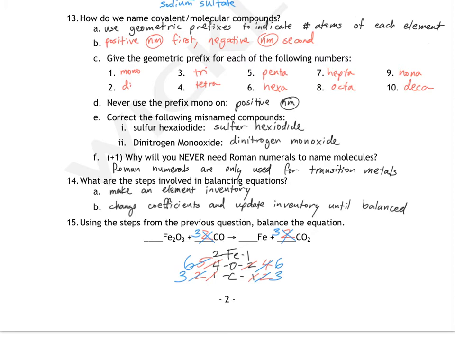So just by changing both of those 2's to a 3 and doing something sort of unconventional, I was able to balance both the carbon and the oxygen. And in the last step, I would just need to finish up with the iron. I need to double that iron so that I can have 2 on the right-hand side.